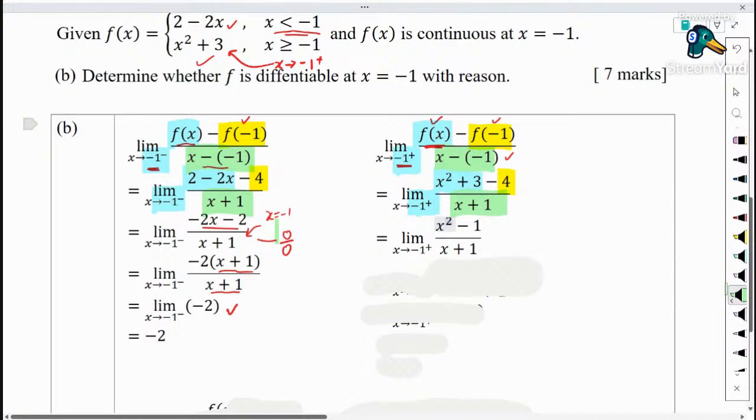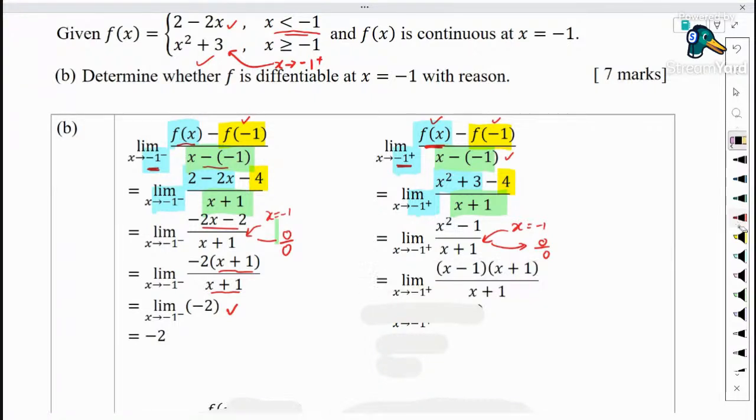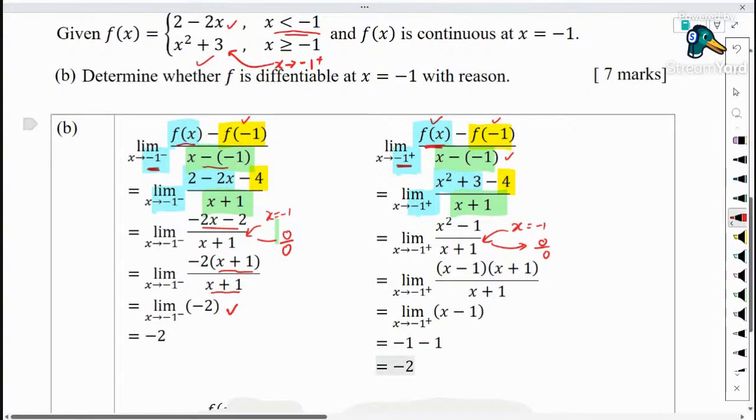Positive 3 minus 4, I have -1. So in this case, direct substitution of x equals -1 again gives us 0 over 0. So we need to find which factor is creating 0. We factorize the quadratic, and we can see that we can cancel off the x plus 1 to get the function x minus 1. Substitute -1 into the function here. I will have -1 minus 1. Finally, I have the answer -2.